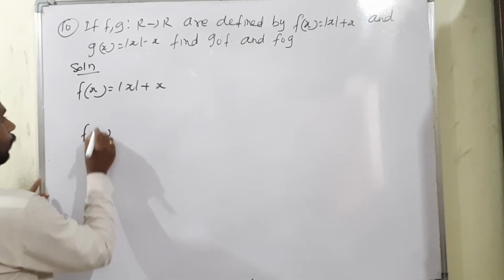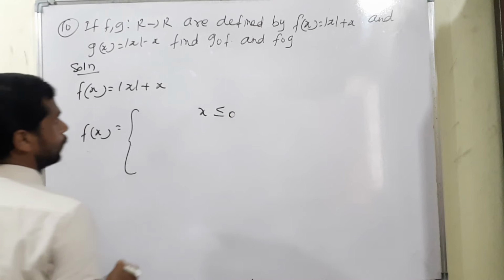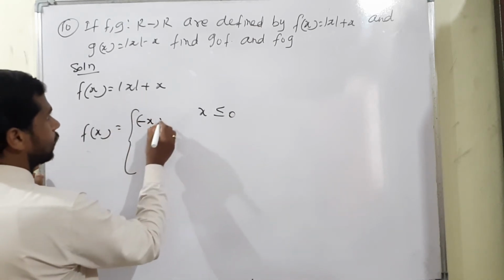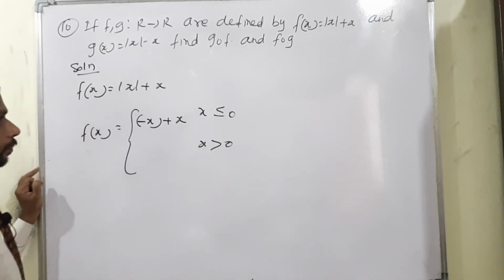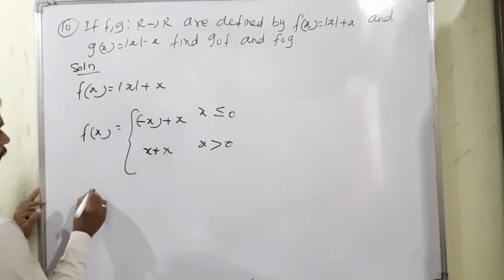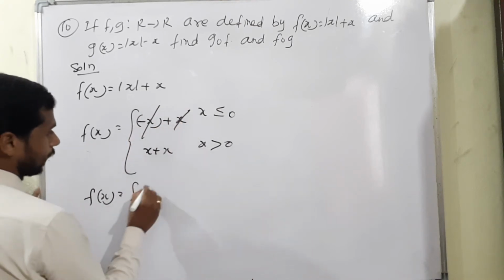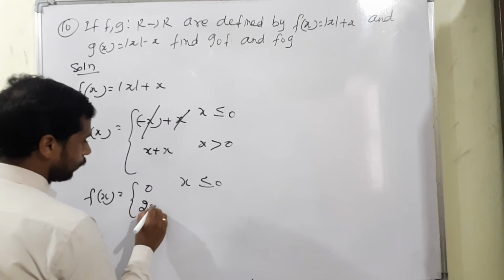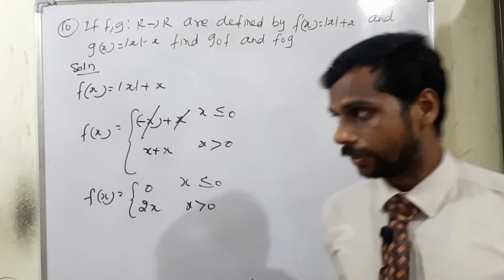Therefore, f(x): for x less than or equal to 0, it is negative, so instead of x we write -x, then plus x. For x greater than 0, it is positive, so x plus x. Therefore, f(x) = -x + x, which cancels to 0, when x is less than or equal to 0, and x + x = 2x when x is greater than 0.